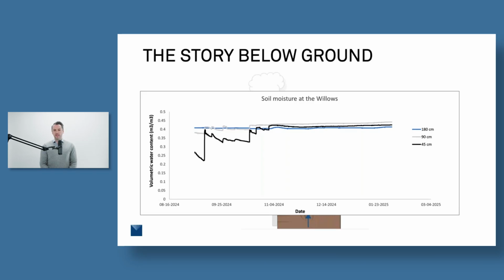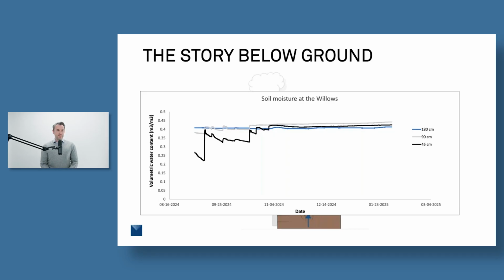So what you can see is that we were correct that installing at 180 centimeters doesn't appear to have any sort of movement over the course of that growing season. It seems to be completely flat, which indicates to me that that soil stays saturated throughout the year, and likely we are below the root system.